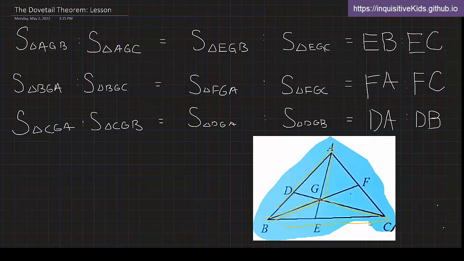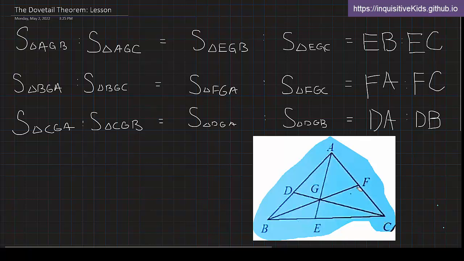Now, why is that? Well, again, let's first look at this pair, right? Their heights are the same. They share the same height. It's their lengths that could differ, so that's what's also causing the areas to differ. Same with FGA and FGC, right? They both have FG as their height. It's just that their lengths right here are different, so that's what's making their areas differ, and their lengths are FA and FC.